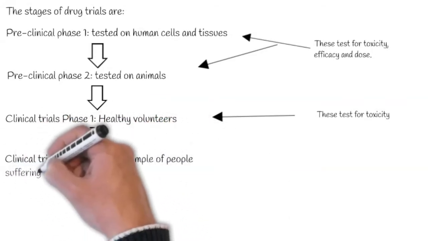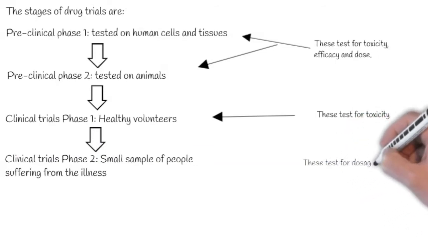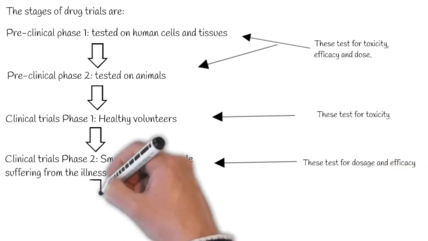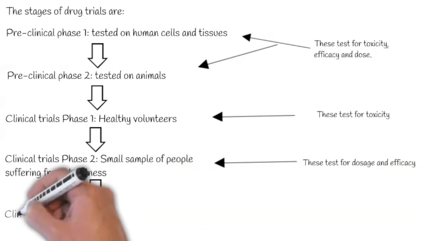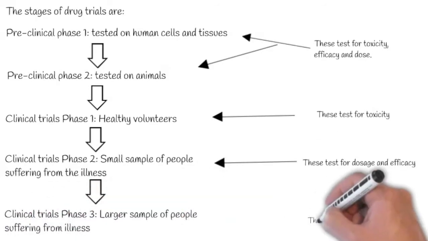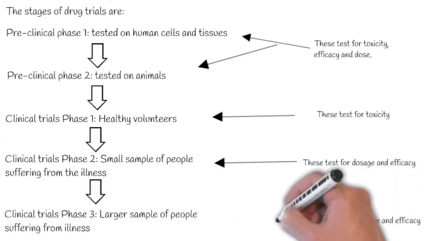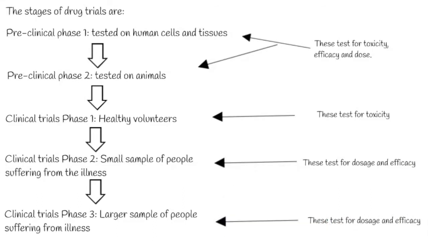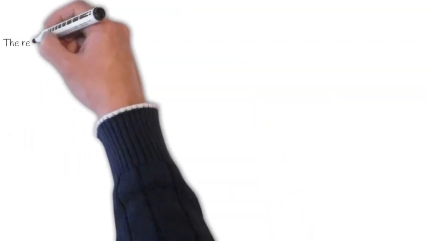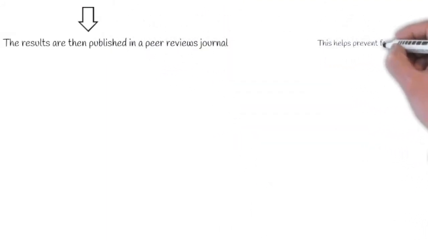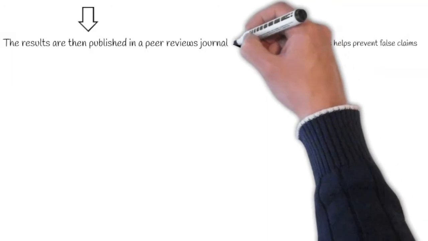If it passes this, it then goes to clinical phase 2. This is on a small sample of people suffering from the illness. We use this to test for dosage and efficacy. If it passes this, it then goes to clinical trials phase 3, which is a larger sample of people suffering from the illness. These test for dosage and efficacy. If it passes all of these stages, the results are then published in a peer-reviewed journal. This helps to prevent false claims.